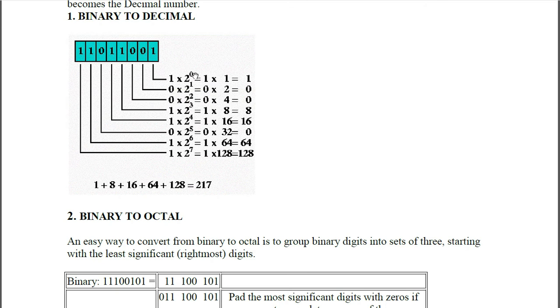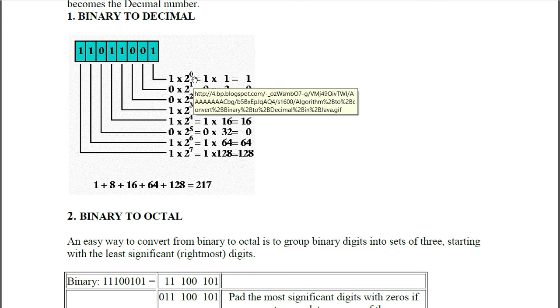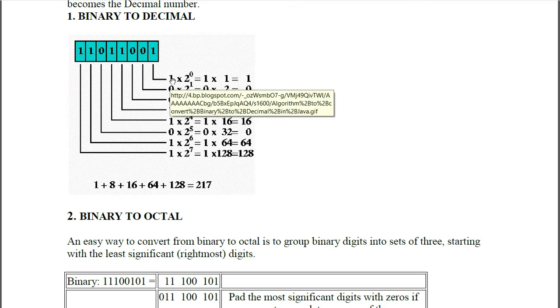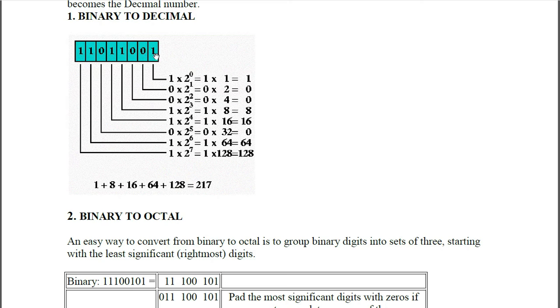You may have studied the power system of numbers in mathematics. In order to convert a binary number to decimal, we have to use this power system. So we multiply each digit of the binary number by its corresponding power. The first digit is 1, so 1 into 2 raised to 0. The second digit is 0 and the position is 2 raised to 1, so 0 into 2 raised to 1. Third one, 0 into 2 raised to 2. Next one, 1 into 2 raised to 3.